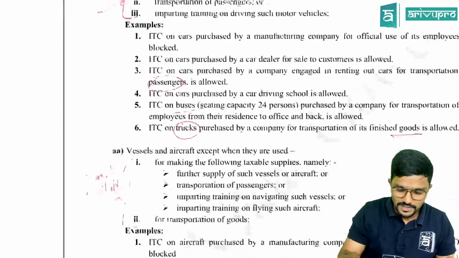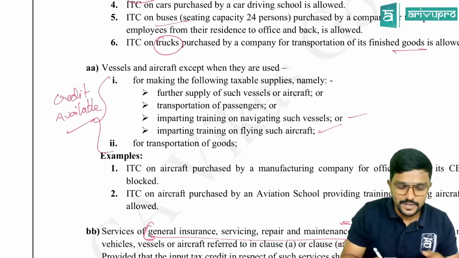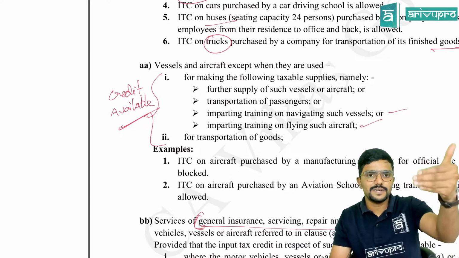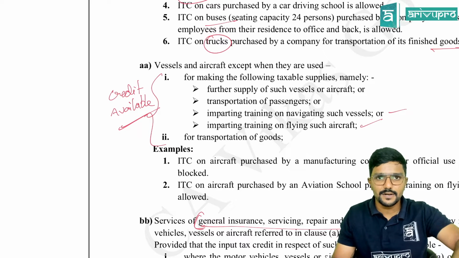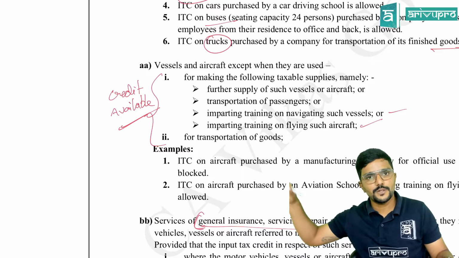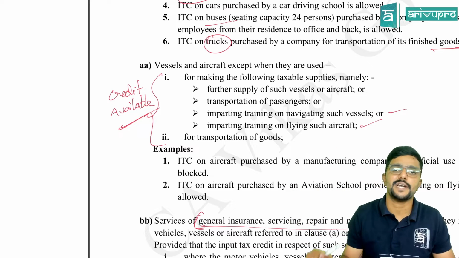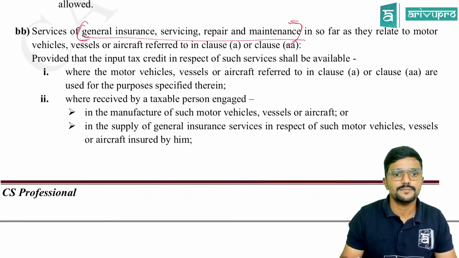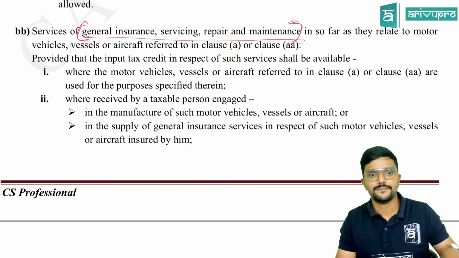Or else, if vessels or aircraft are used for these purposes, you can claim the credit on whatever tax you have paid on the purchase of vessel and aircraft, right? Yes, sir, I can claim it. In that case, whatever tax you have paid on those three services also, you can claim credit. That is what they are trying to tell. So BB is connected to A and AA. Okay. Second point is different.